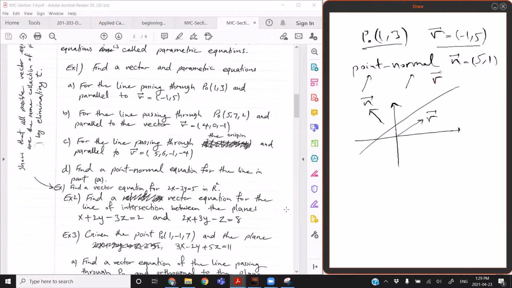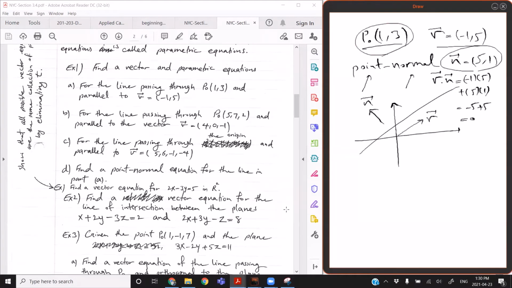If I multiply V and N, what do I get? I get -1 times 5 plus 5 times 1. That's going to be negative 5 plus 5. That's going to be 0, right? That makes V and N orthogonal to each other, perpendicular to each other. So I'm going to use this. I can use N, 5, 1 as a vector that is orthogonal to the given line.